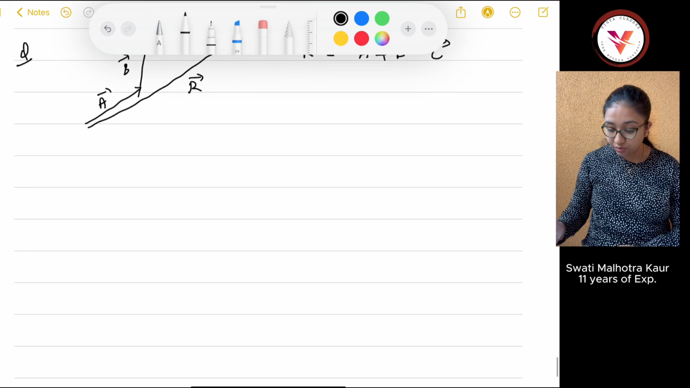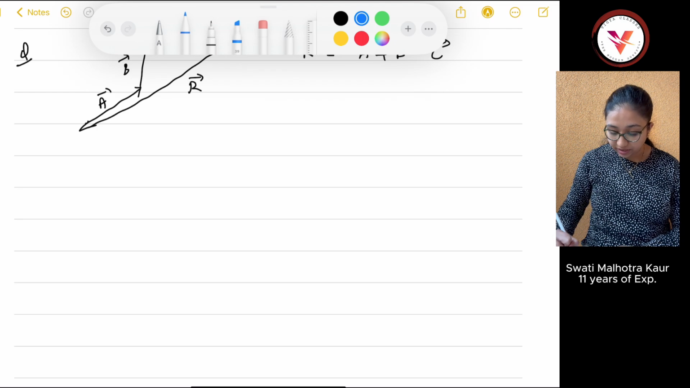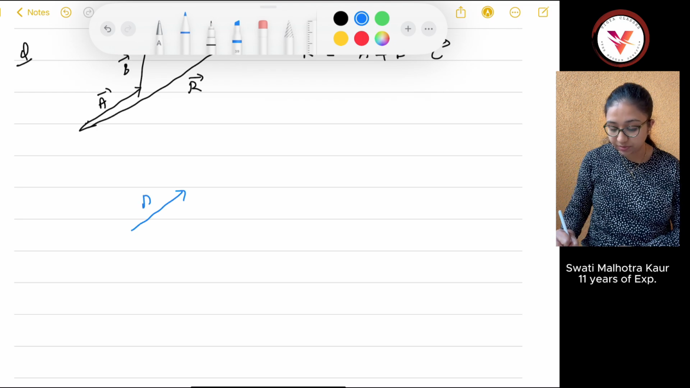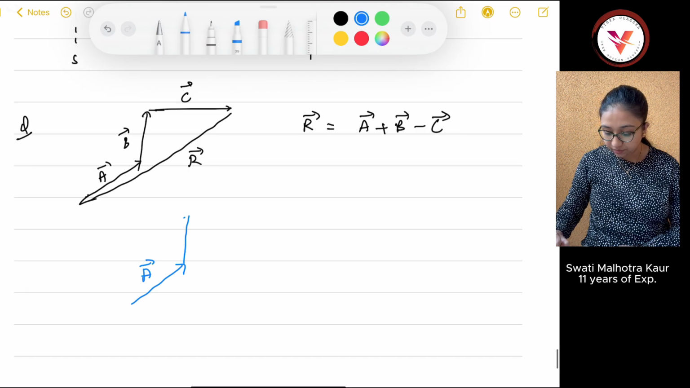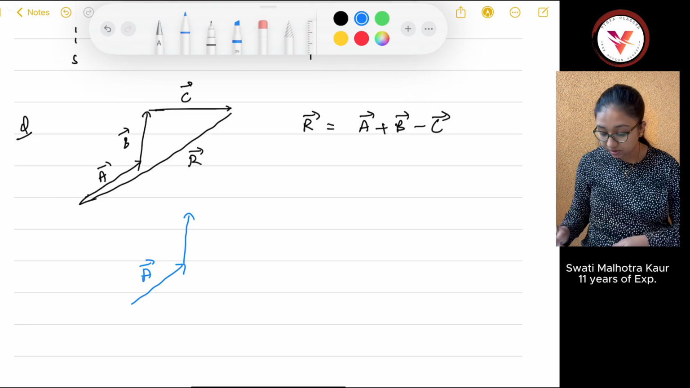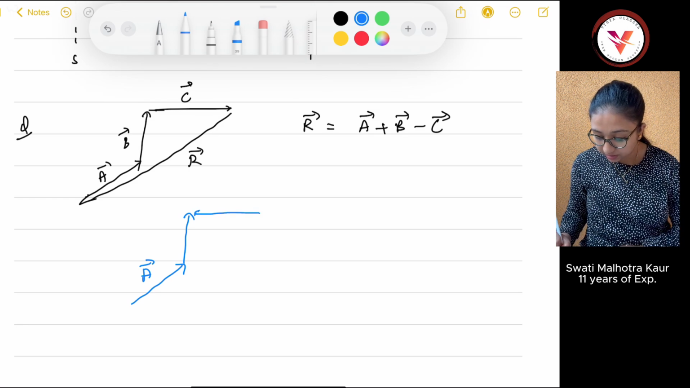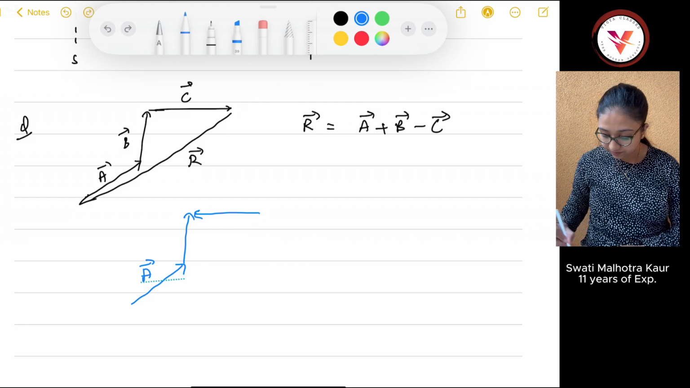So what you have to do? Basically, this is joined. Okay, remember that. So the A vector is positive, so it will remain the same. The B vector is positive, it will remain the same. But the C vector is in the opposite direction. So it should be like this, and this will give you the resultant. Okay.